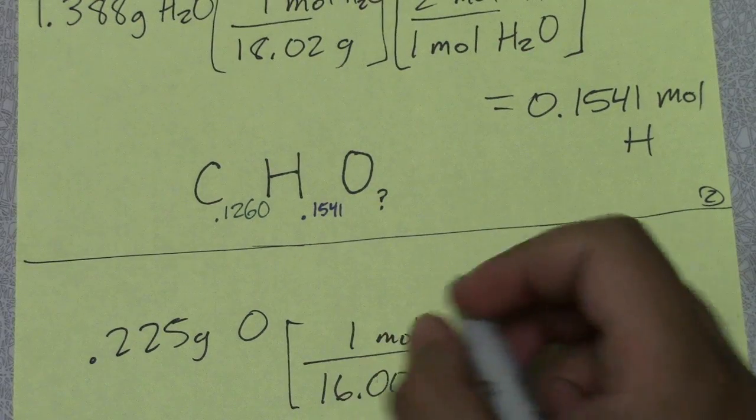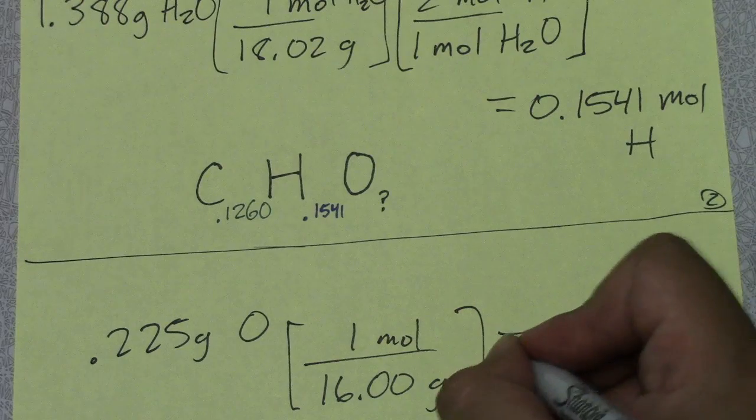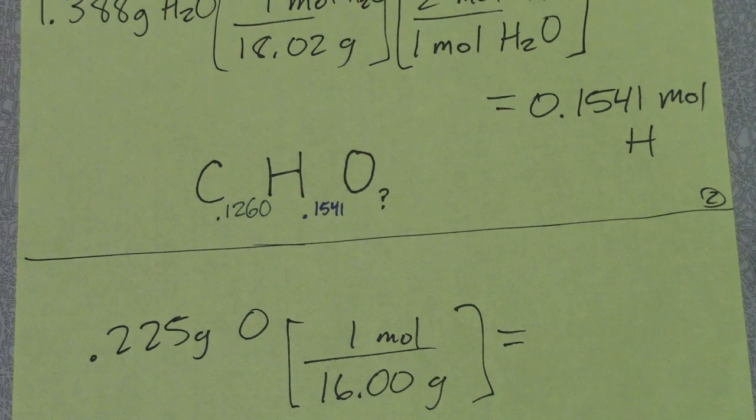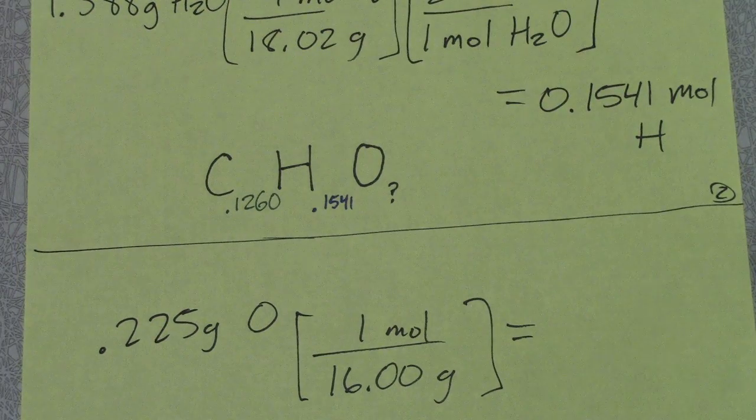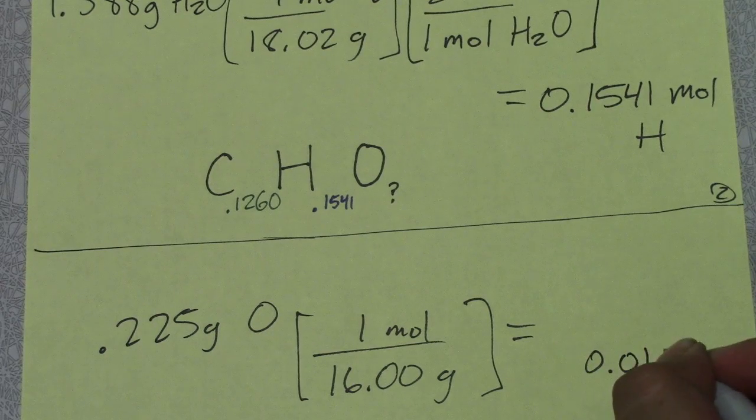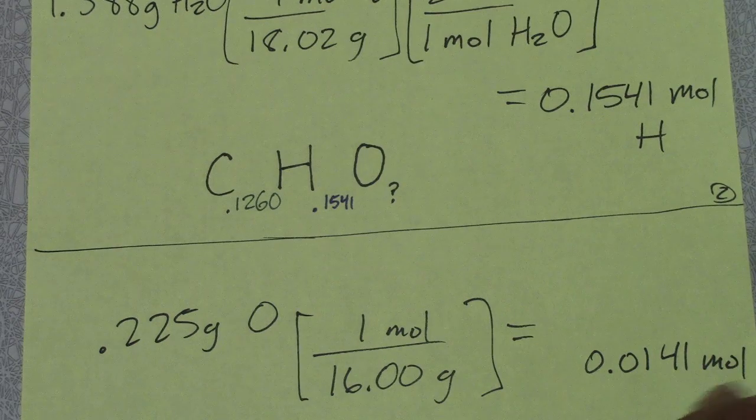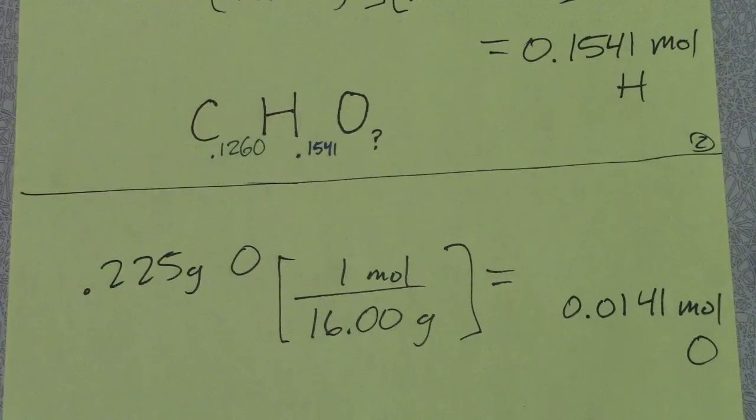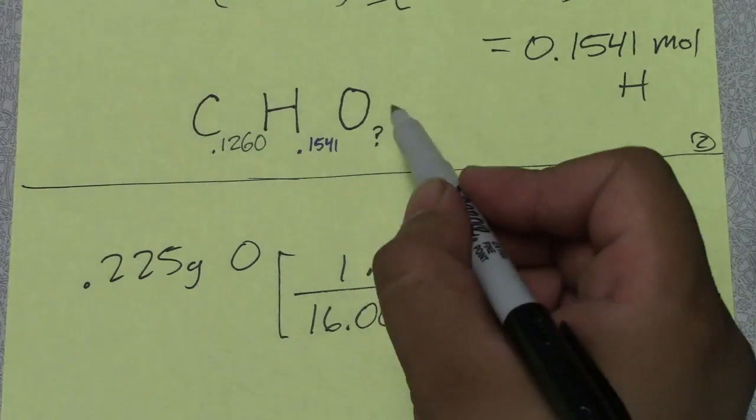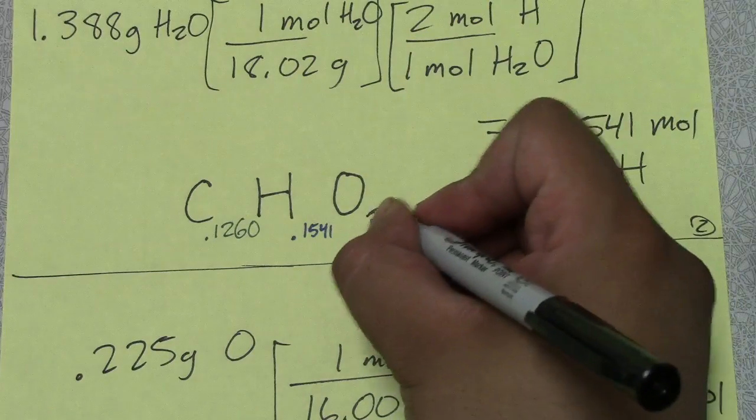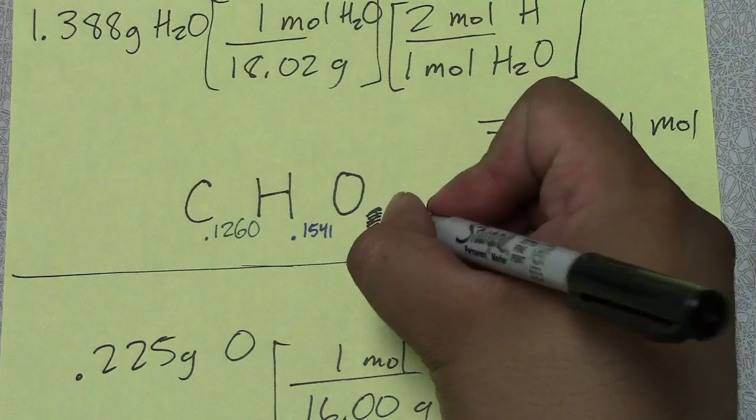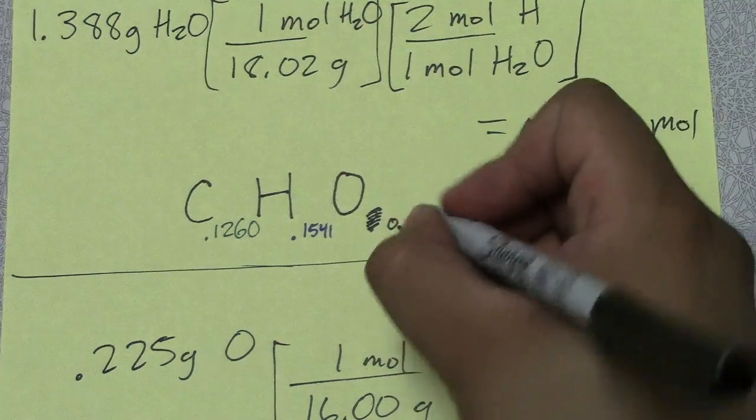The molar mass of oxygen is 16 grams per mole, so if we plug this into our calculator, we should find a value for how many moles of oxygen we have. And actually, we don't have many. We only have 0.0141 moles of oxygen. So now finally, instead of having a question mark here, we can put in a value. This is great. So I'll just go ahead and scribble that out and say 0.0141.